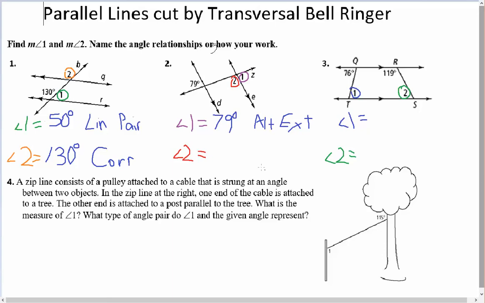degrees. Now number 2, I don't see a relationship directly with the 79 and the 2, but I see that 1 and 2 form a linear pair. So as a result, these two angles should equal 180 degrees, and 180 minus 79 is 101 degrees, and that is linear pair.